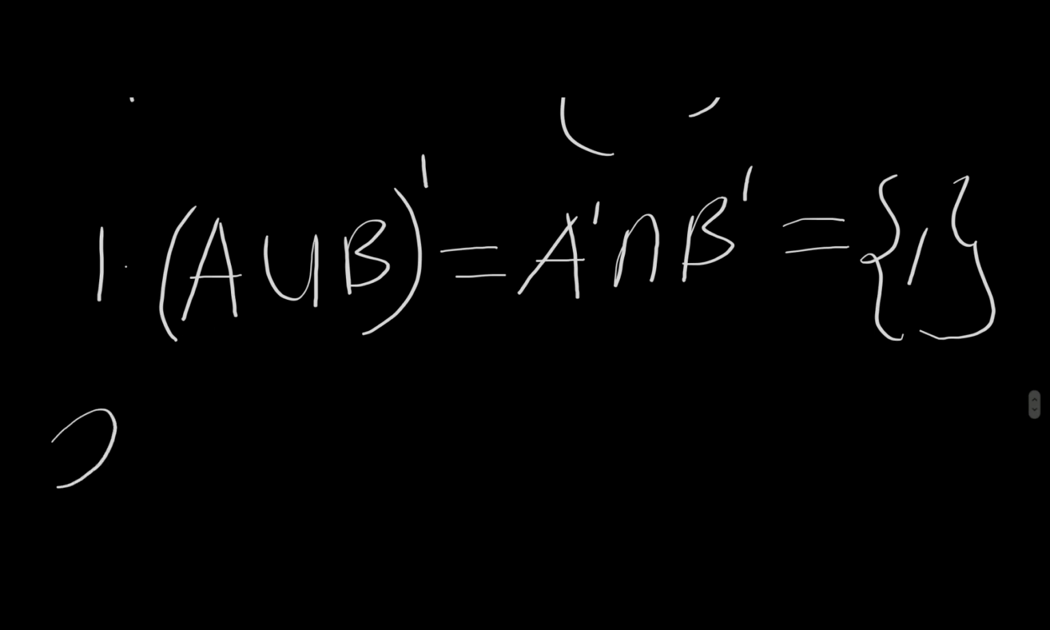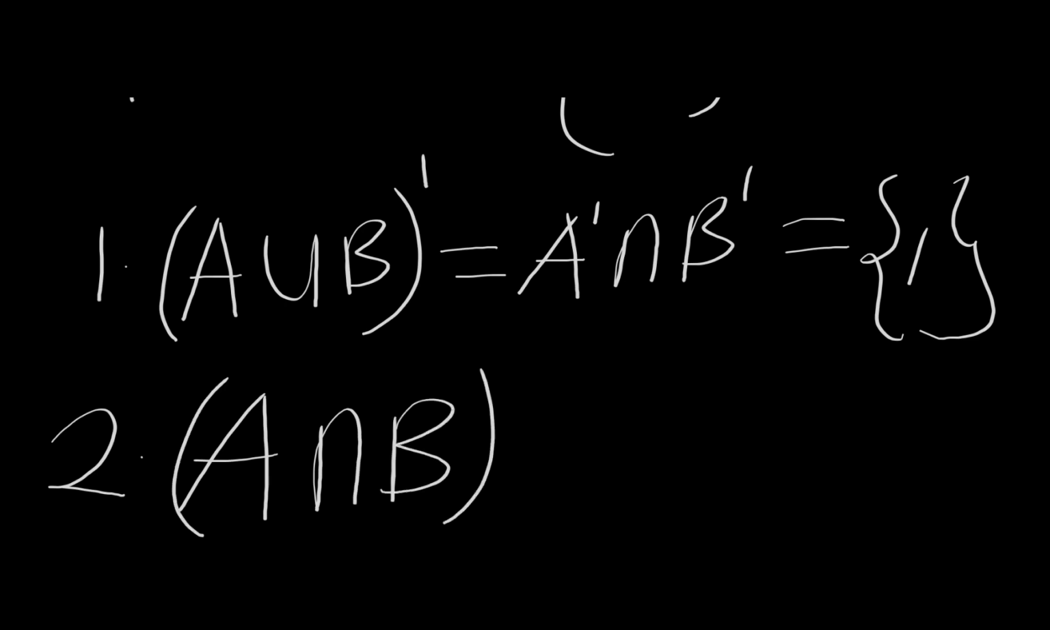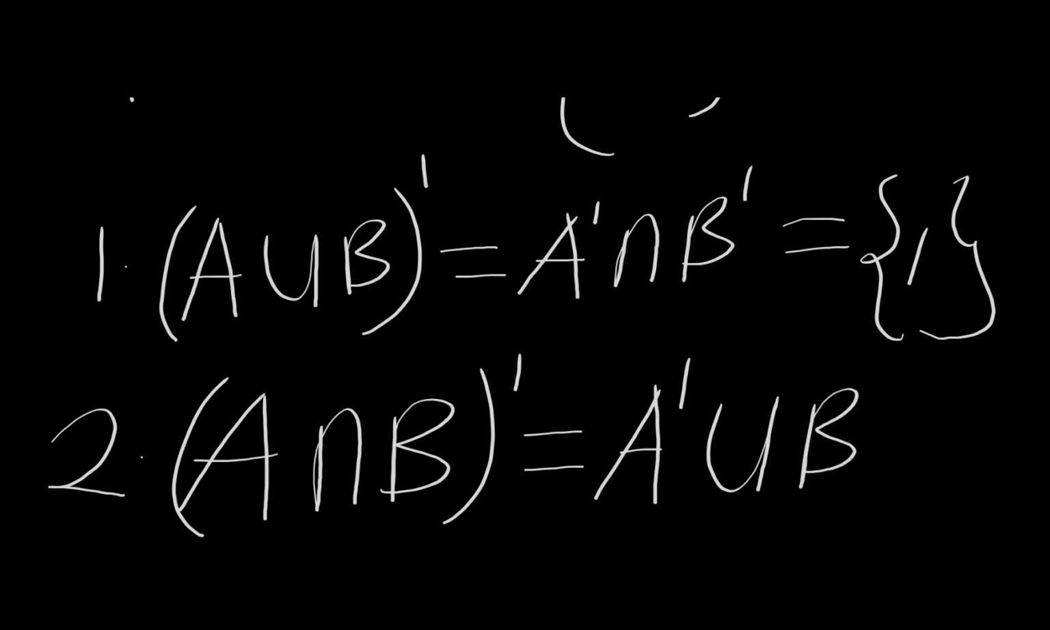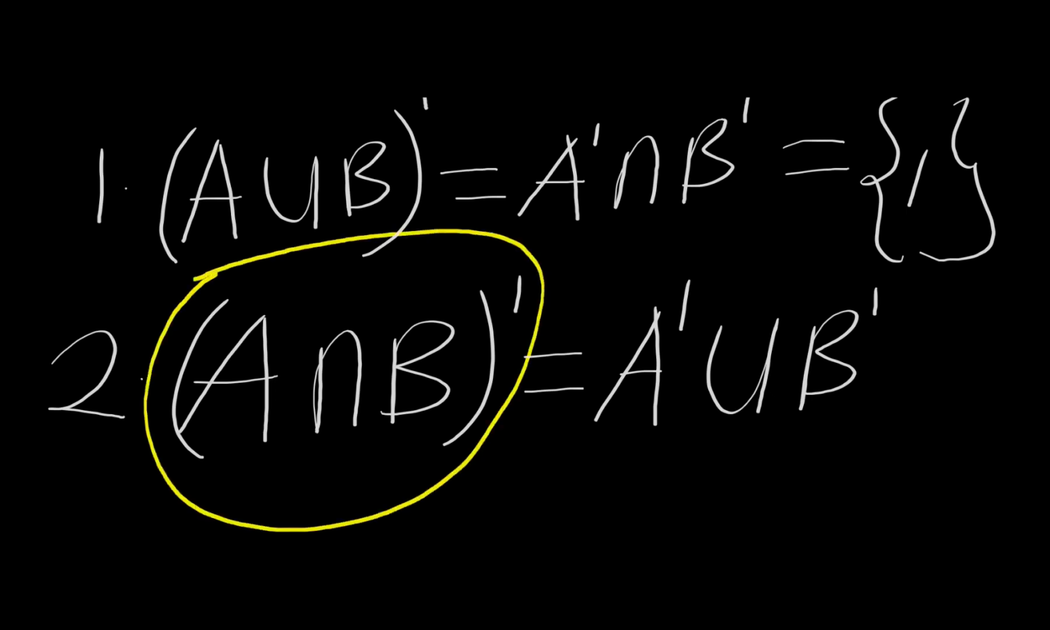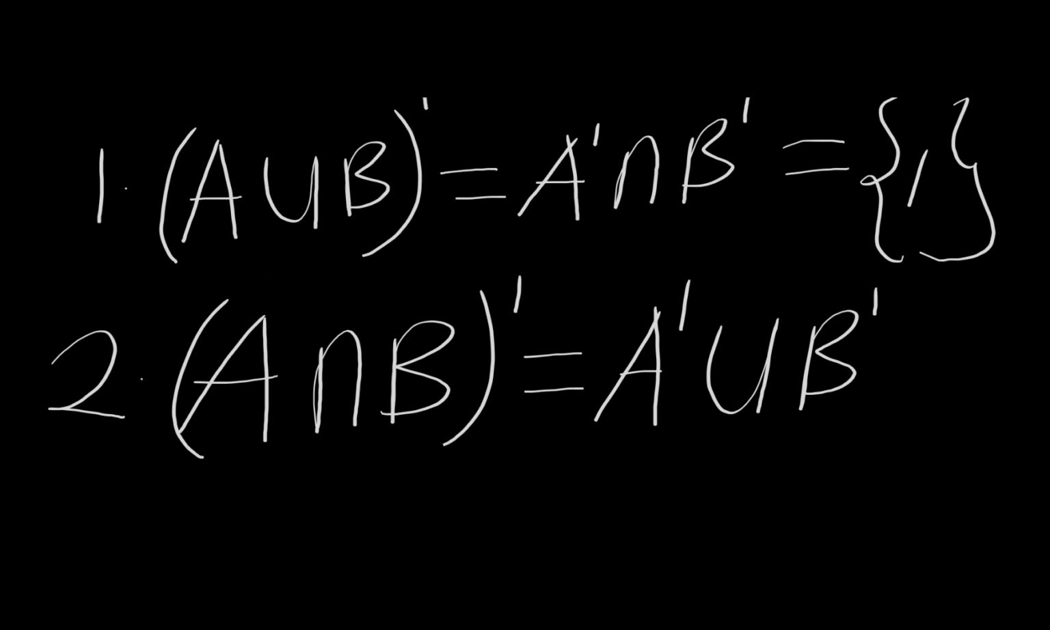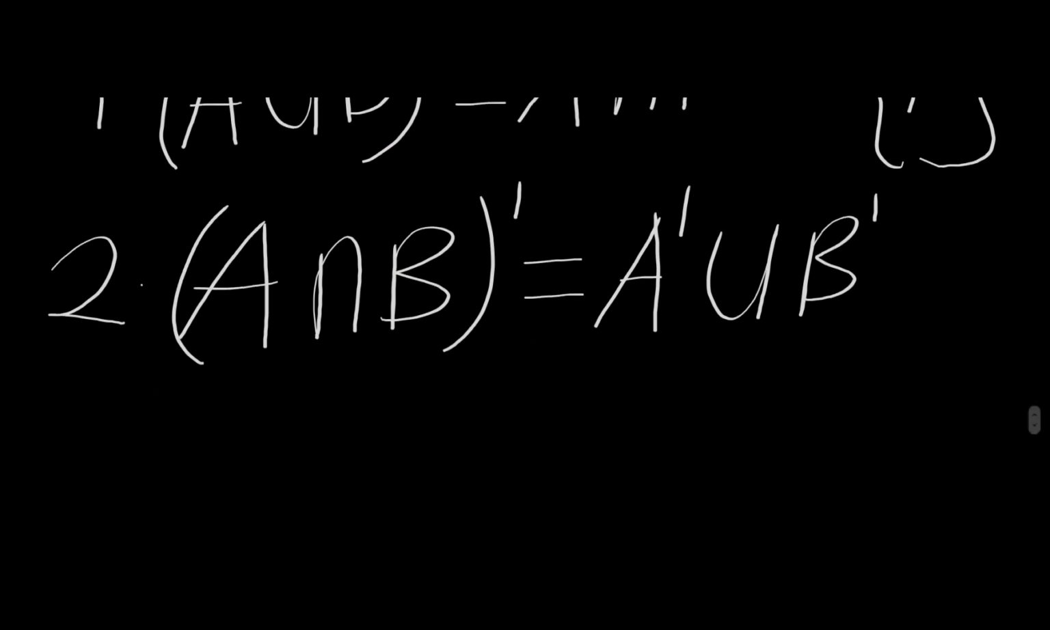Let's go to the second one. We have to show that (A intersection B) all prime is equal to A prime union B prime. So in order to do that, we have to find (A intersection B) all prime first. Let's do that and see.